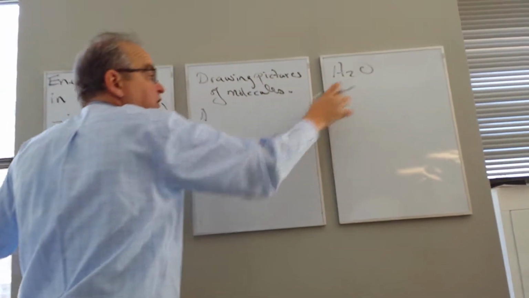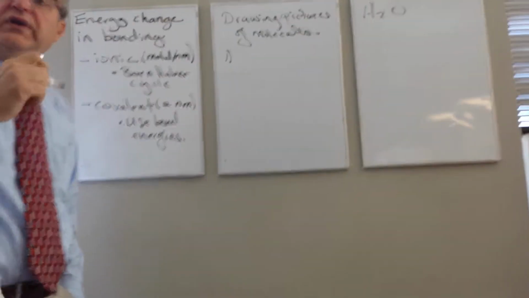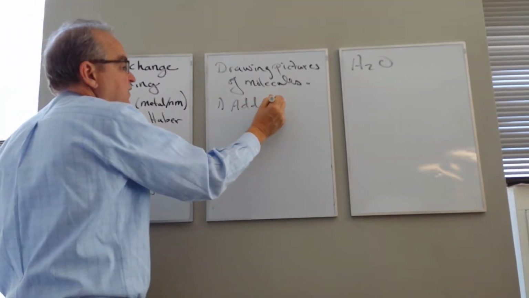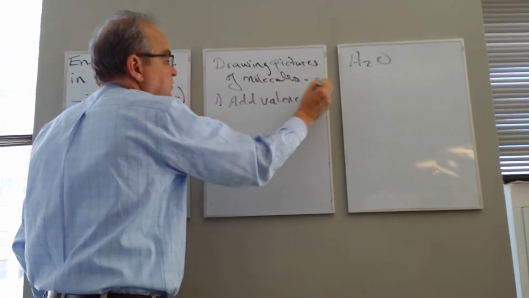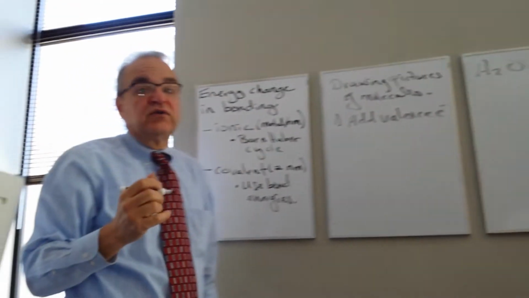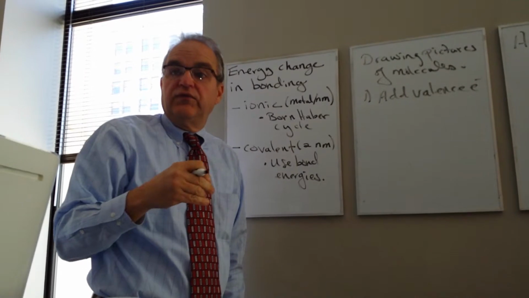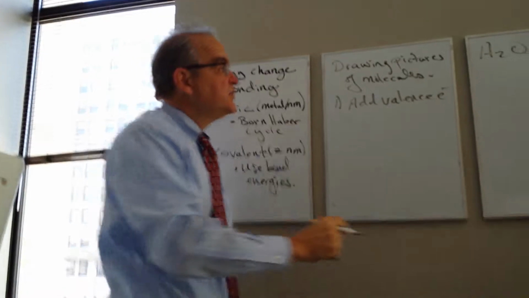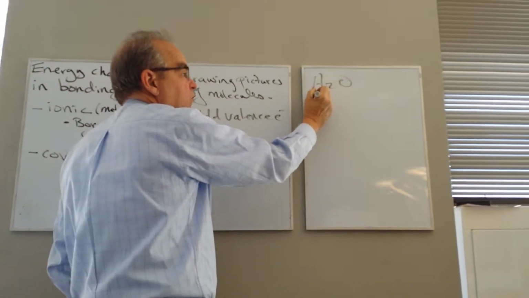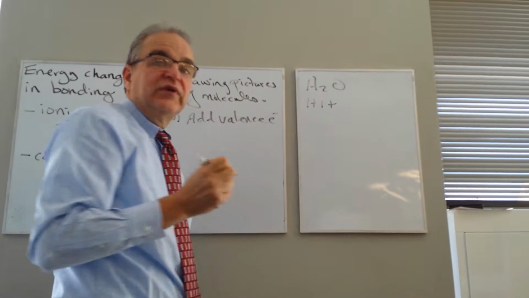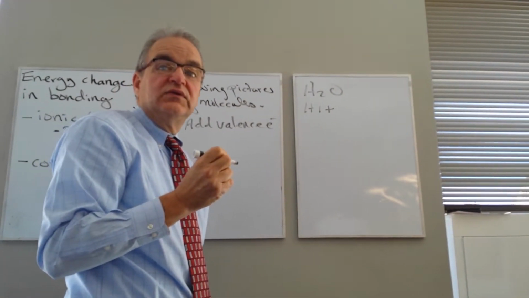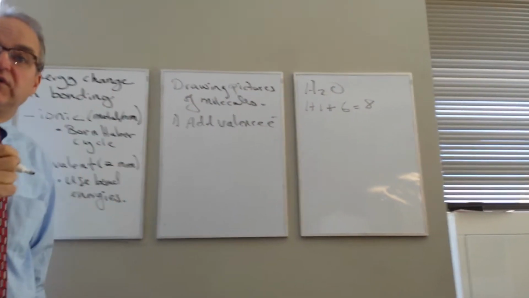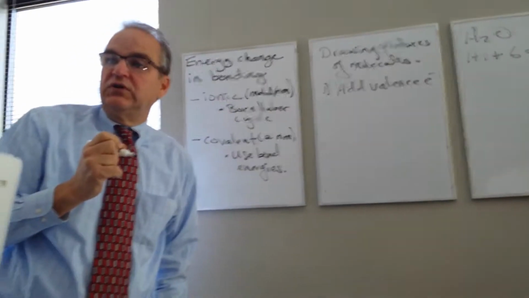I'm going to draw the picture over here. So if we want to draw a picture of a water molecule, the first thing we need to do is add the valence electrons. So number one, add valence electrons. The valence electrons are the outer shell electrons. If you look at hydrogen, you will find how many electrons in the outer shell? Hydrogen. One. How many hydrogens are in water? 2. So we'd have 1 plus 1. How many valence electrons does oxygen have? 6. So 1 plus 1 plus 6 would give us a total of 8 valence electrons in a water molecule. So far so good? Yep.